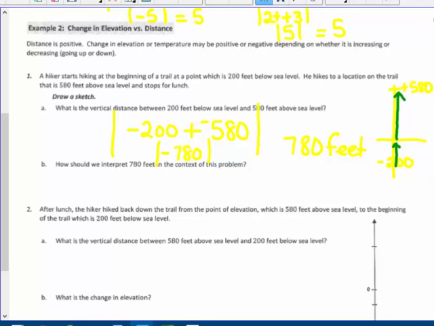How should we interpret 780 feet in the context of this problem? Well, that's the distance the hikers traveled. In the context of this problem, it's about hiking, so we have to say the hikers traveling, or what they hiked. It's the distance that the hikers traveled.